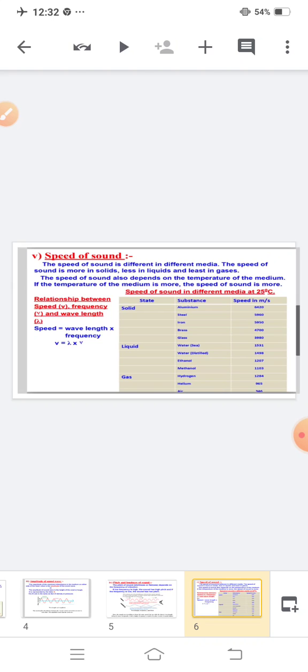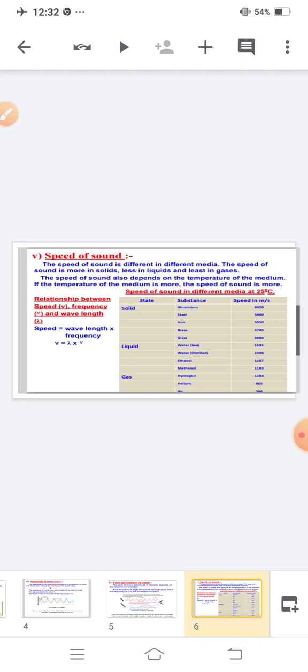So the speed of sound also depends on the temperature of the medium. If the temperature of the medium is more, in the first chapter of chemistry we had seen that if your temperature is more, the particles will vibrate more. Is this clear? So like this, if the temperature of the medium is more, the speed of sound is more.